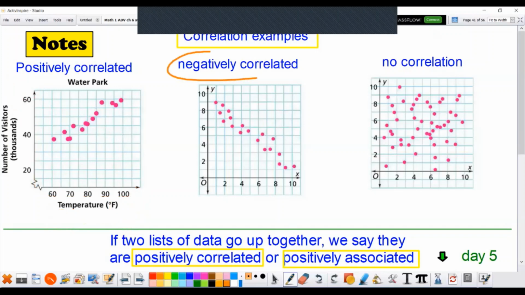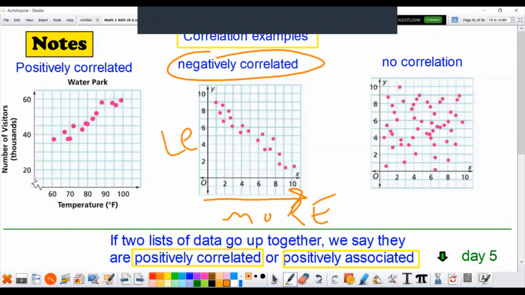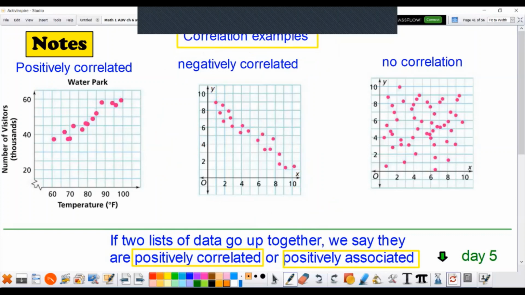Okay, how about negatively correlated? The more of this that happens, more of this, but then we have less of this. This tends to go down. Going down. Think of something. Let me give you a moment. Pause the video. Okay, hopefully you came up with something.